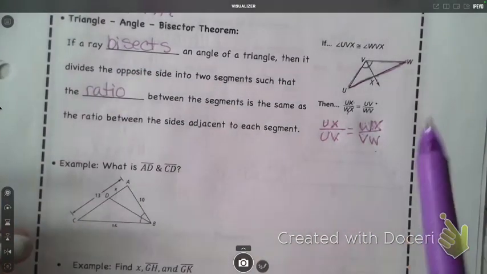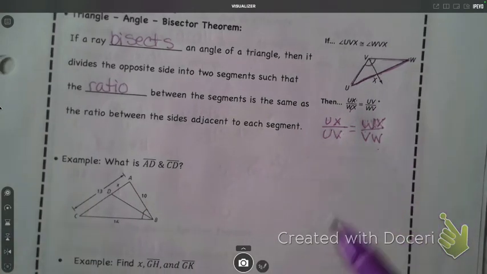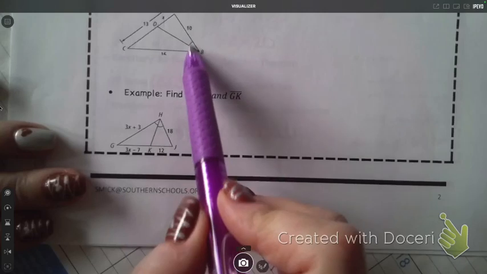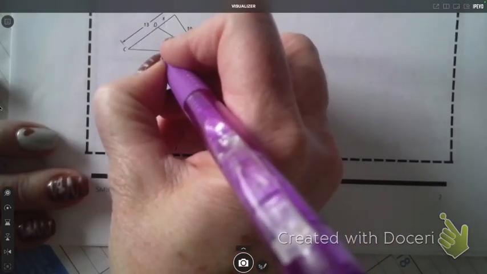Okay, so as long as I set them up well, I'm good. Got it? So, here's my example. It bisects, yes? I think this is a 16 down here. What do you guys think? Yeah. Okay.